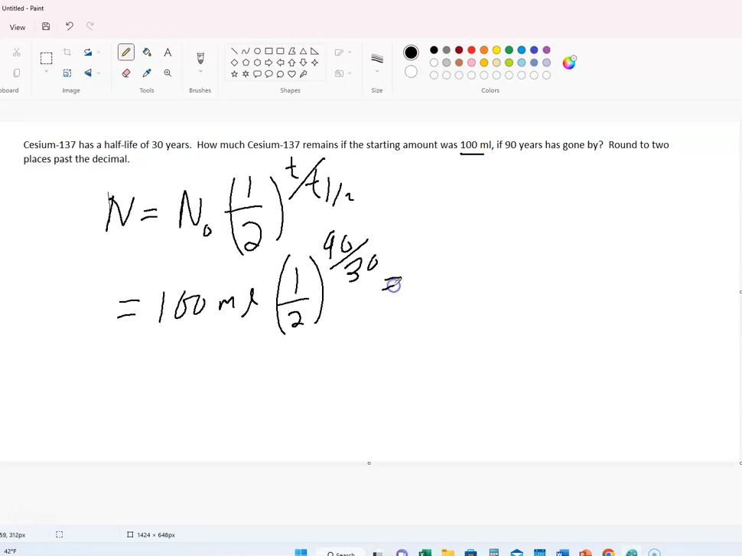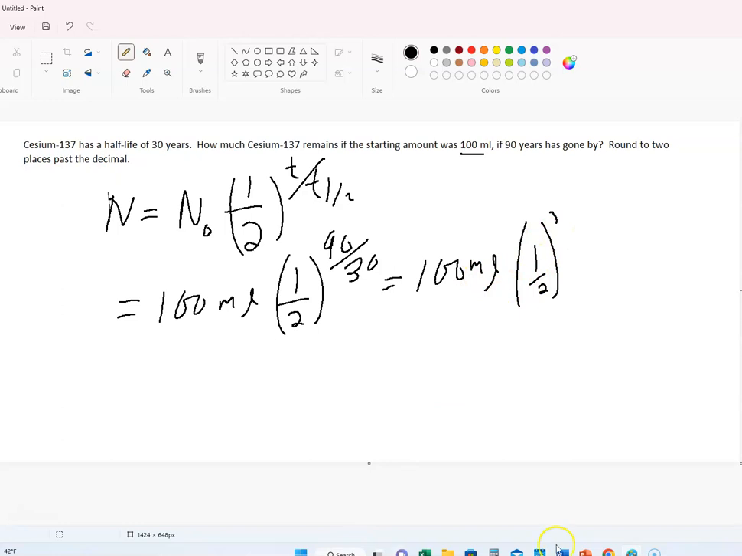We can simplify this quite a bit. 100 milliliters, remember, it's still going to be in milliliters, times 1/2 raised to the third power. 1/2 raised to the third power, of course, is just 1/8.